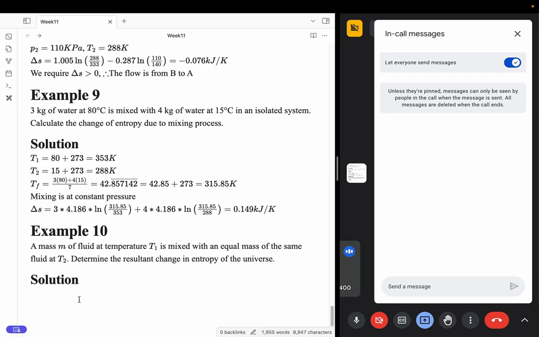So it's the same relation that you had before, but instead of numerical values for T1 and T2, I've just kept the variable names T1 and T2. So the final temperature, since the mass is the same, will be (T1 plus T2) by 2.